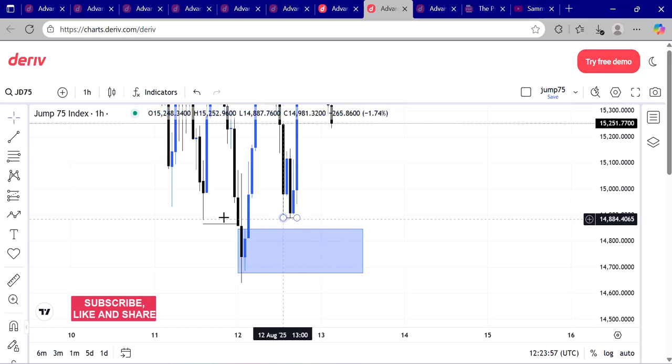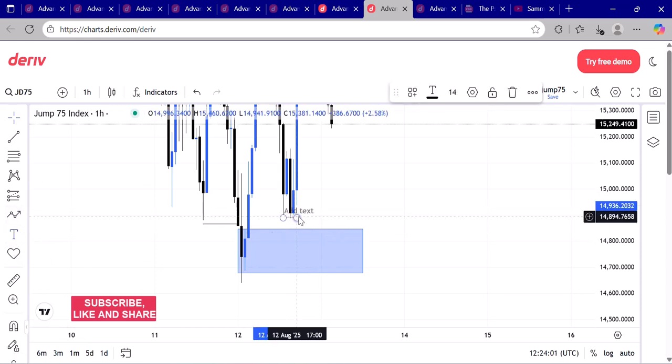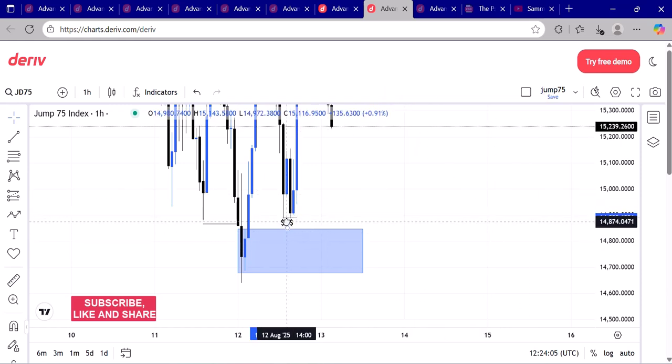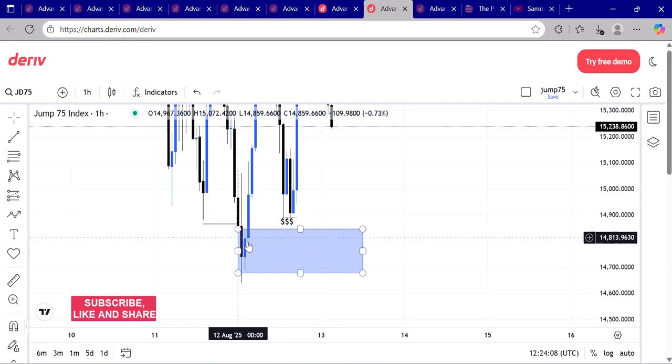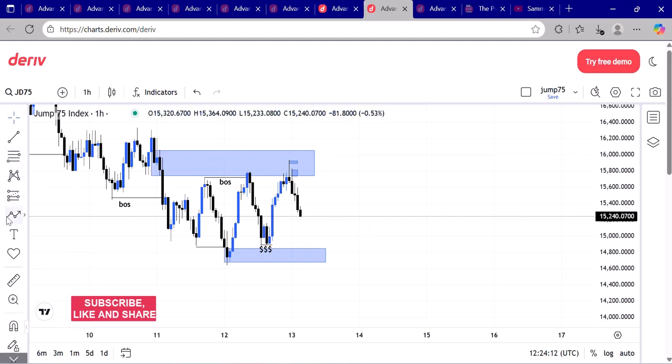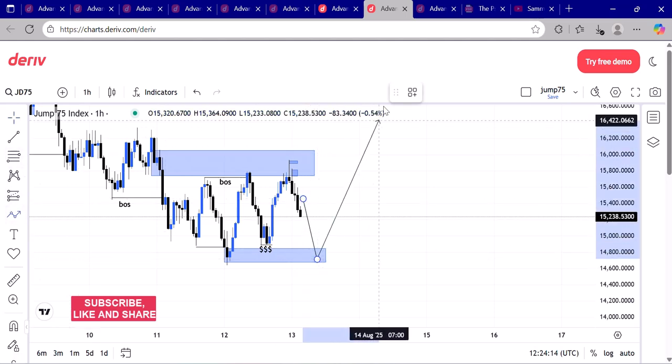equal lows here. Okay, so we can have something like this there, this inducement. So this is the base, this is our zone. So we are expecting price to come in, tap into the zone, tap into this zone before it goes up.